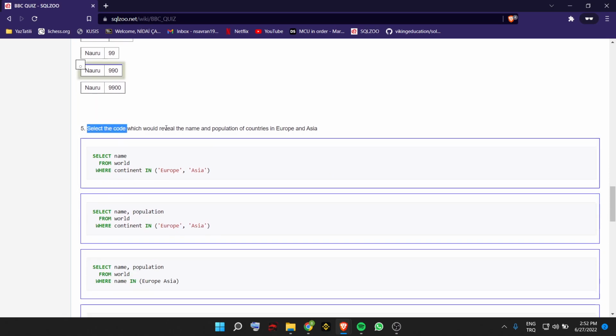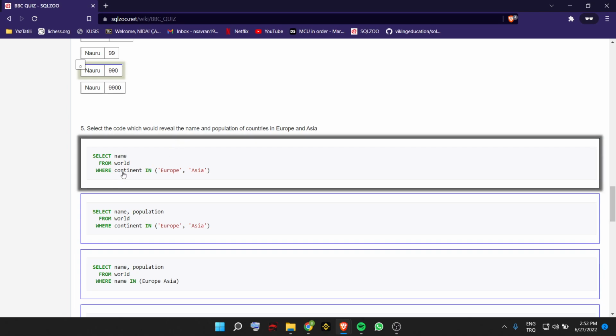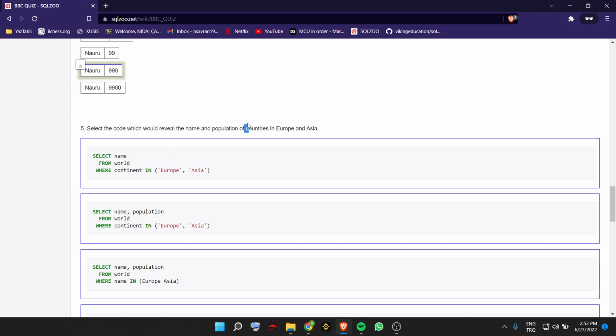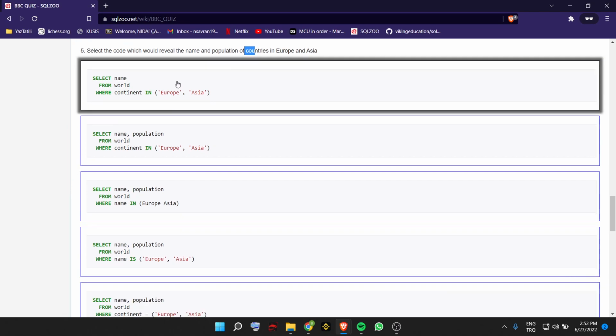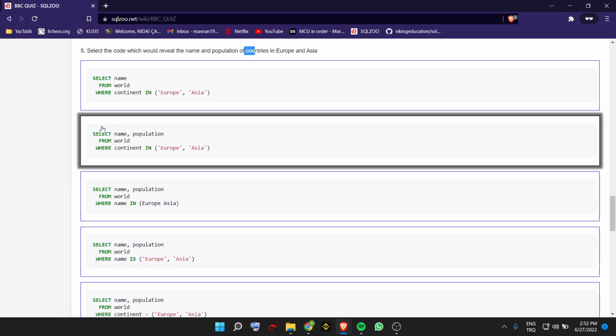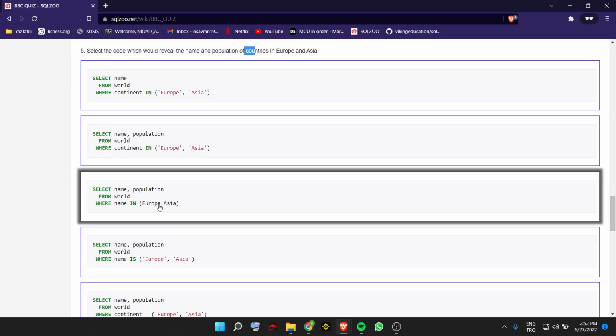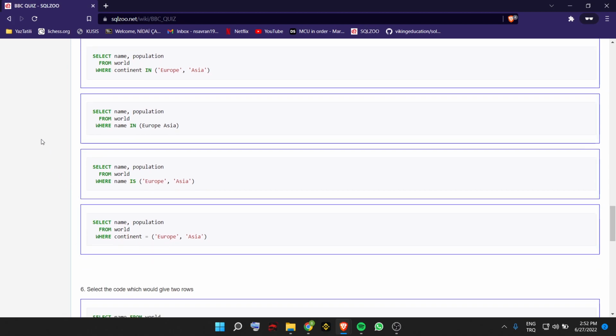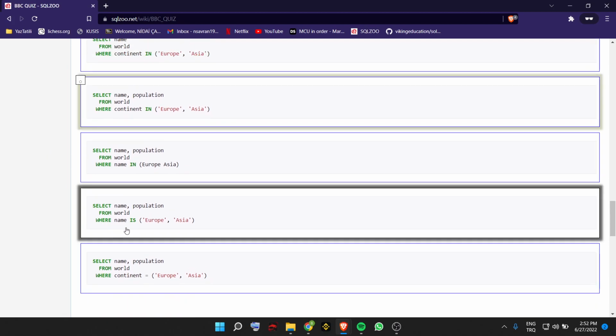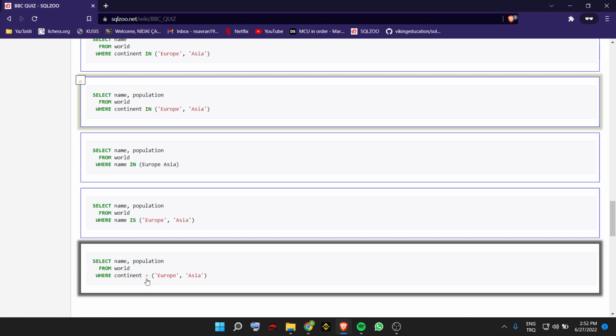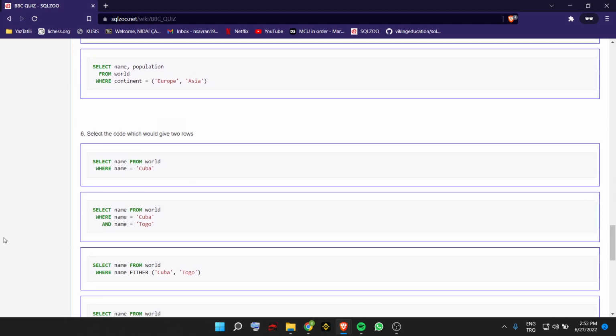Select the code which would reveal the name and population of countries in Europe and Asia. If we will say continent in Europe or in Asia. And we should print name and population, not only name. So A can't be the correct answer. B can be the correct one. There should be in quotes, and we have the comma in here. So C can't be the correct answer. Not is, it should be in, not equal, we should be in.